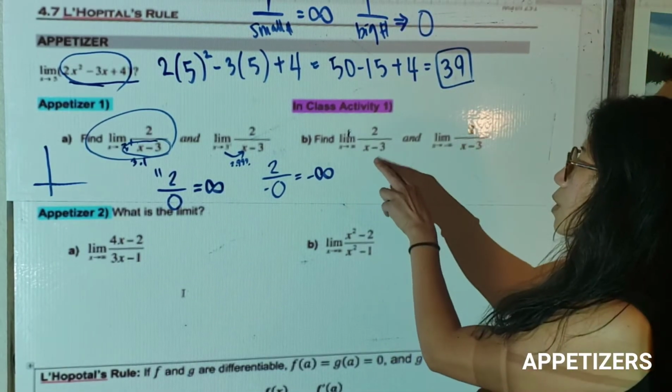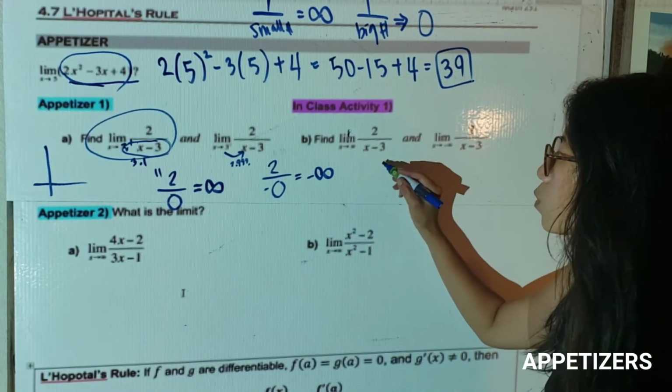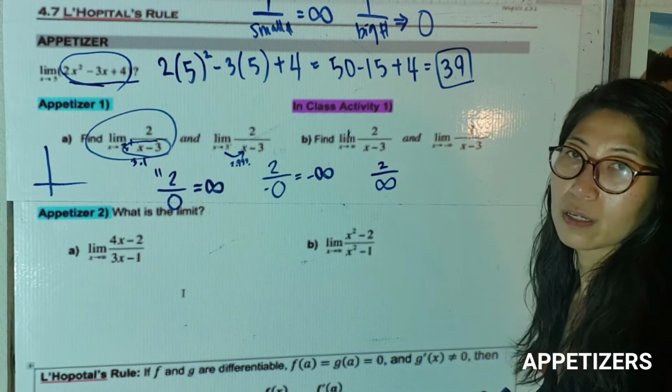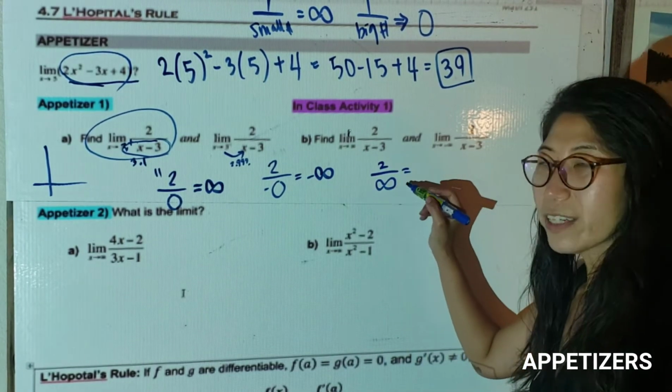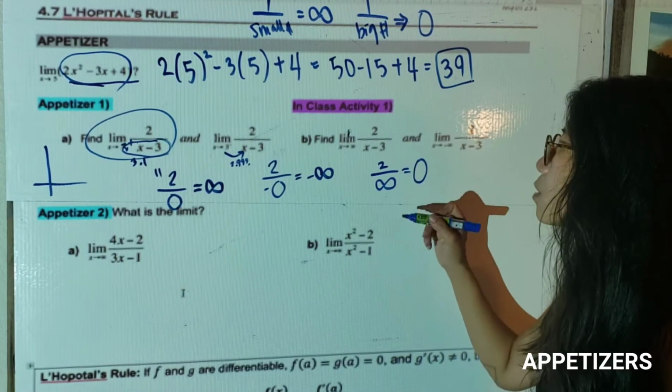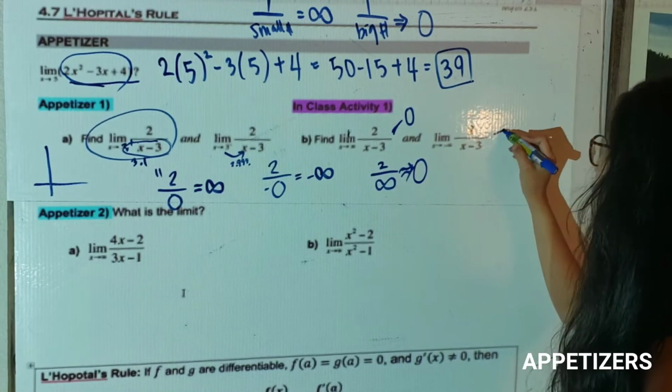Now I want you to think about the next two. I already gave you a hint. What's going to happen if I plug in this one? 2 over infinity. What would that be? 2 over infinity, 2 over 1 million. Do you see that the number is getting closer to 0? So this limit will be 0 and that limit will be 0.